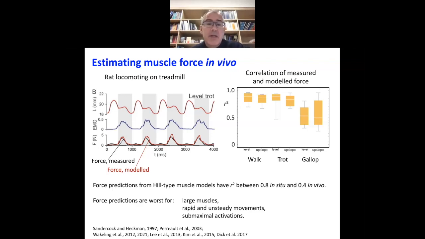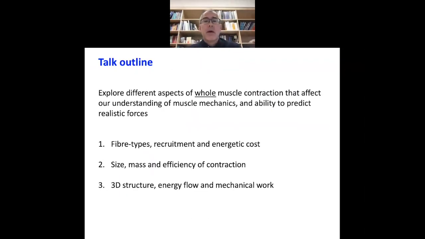Not only that, force predictions are worse for large muscles, rapid and unsteady movements, and submaximal activations. And I'd like you just to think about these points because we'll come back to that later. So what I'd like to do today is to explore different aspects of whole muscle contraction that affect our understanding of muscle mechanics, and maybe piece together the parts of this 50% of muscle forces that we can't currently explain with standard hill-type muscle models.